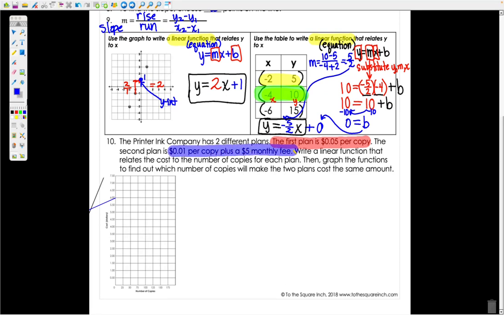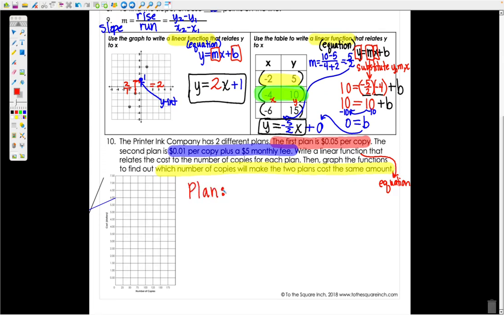We're gonna write a linear function. Remember when I say linear function, that just means we're gonna write the linear equation. And we're writing a linear equation for both of your plans, and then we're gonna graph. Our point of graphing is that we wanna find at what number of copies the plans will be the same amount. So I'm gonna start with plan 1, and I'm gonna write that one in red.